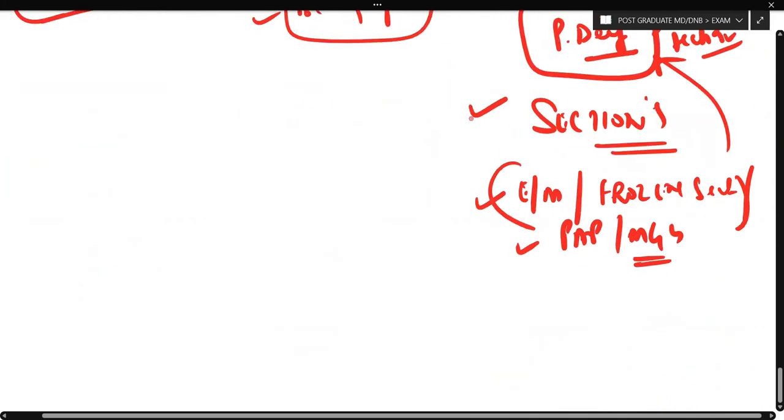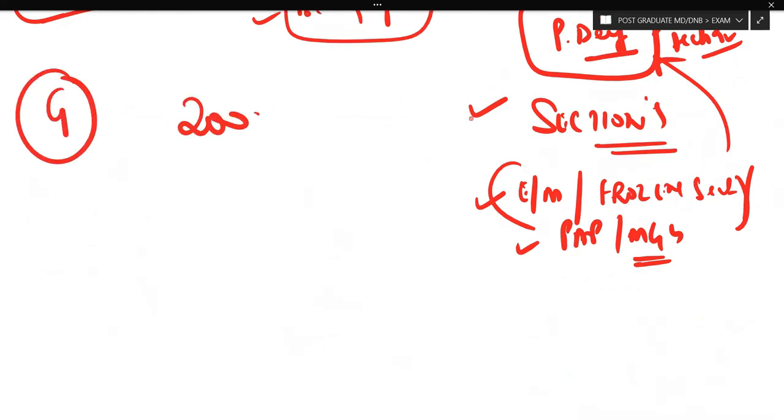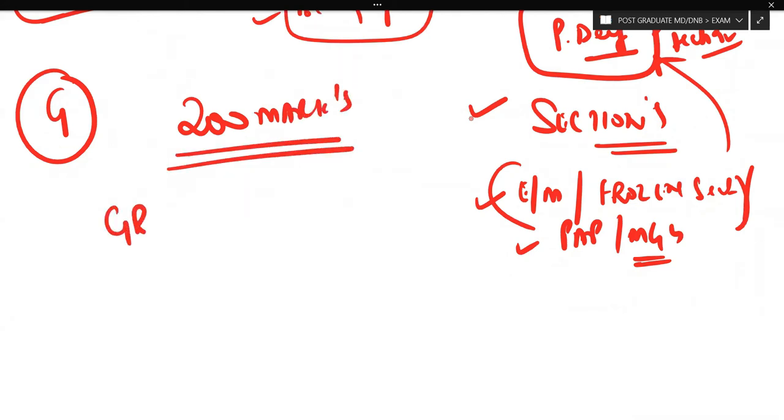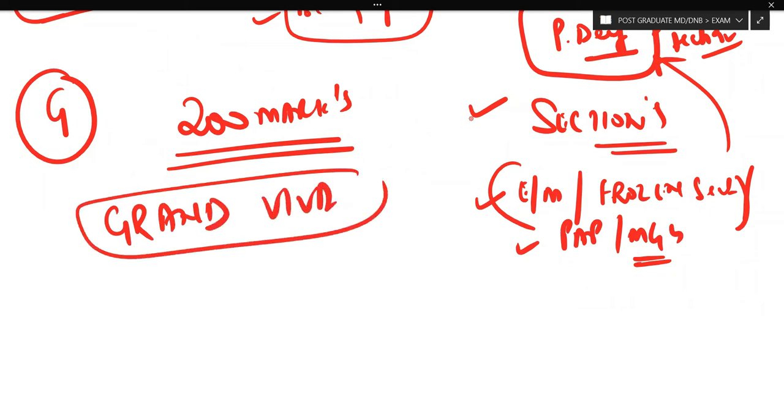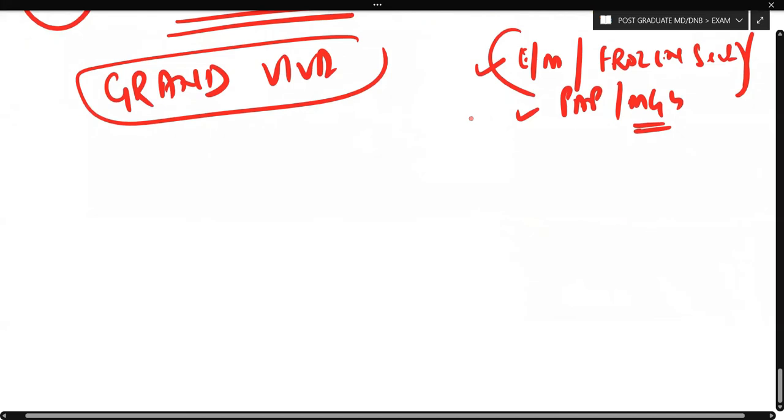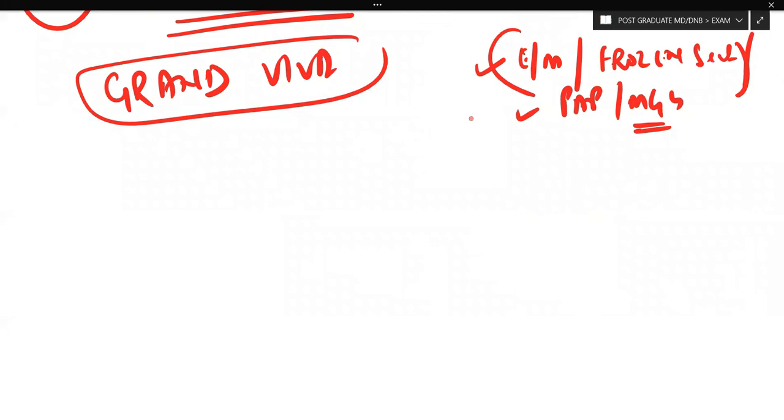Now, after this, around 200 marks is allotted for a very important aspect, that is your grand viva. You know what is a grand viva? Yes, anyone can tell me what is a grand viva? Now you are in third year, you must be knowing. What is grand viva? Bolo. Anyone?